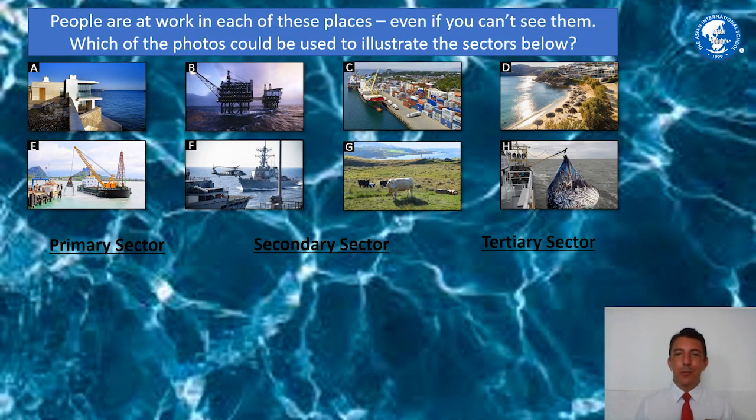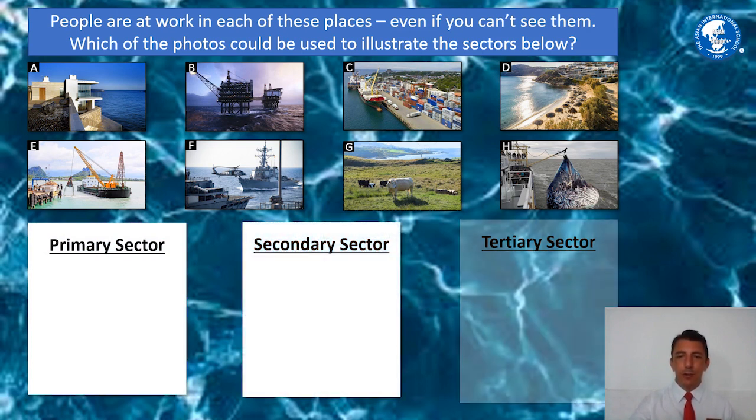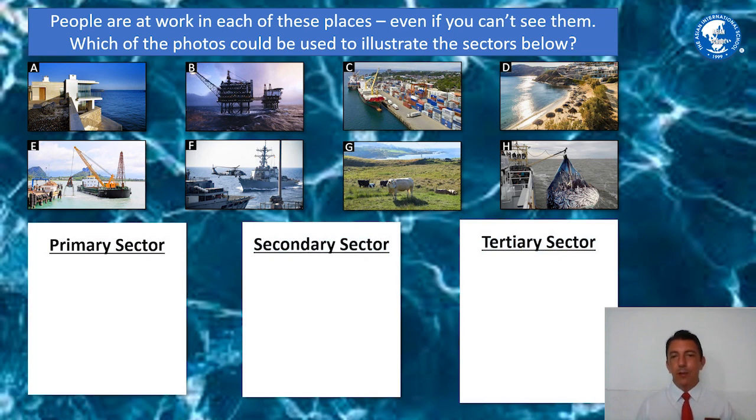So here we have the 8 pictures from the previous slide. Now, in each picture, there are people at work, even if we don't see them in these photographs. Which of the photos could be used to illustrate the sectors below? We have primary sector, secondary sector, and tertiary sector. Again, you studied these last year.